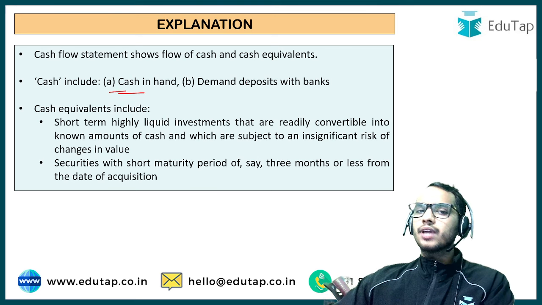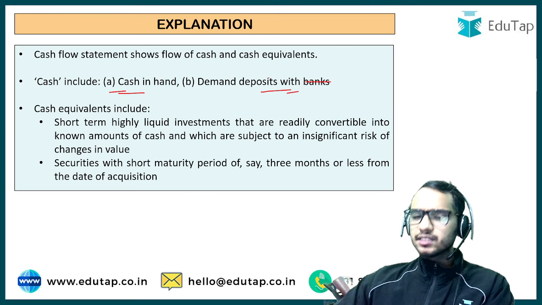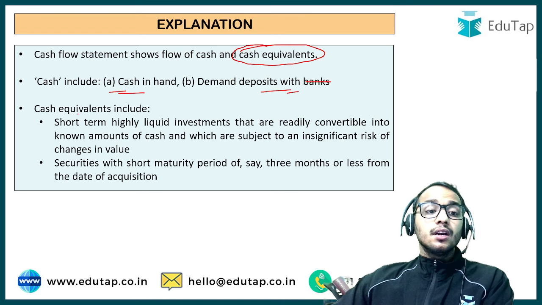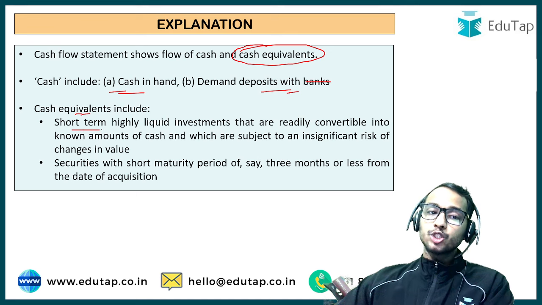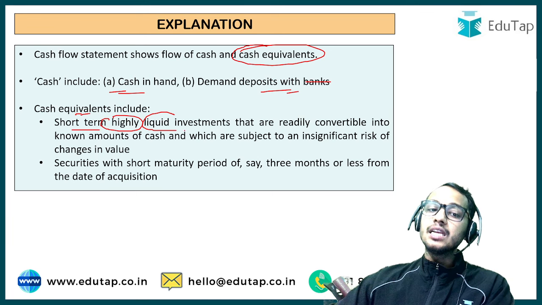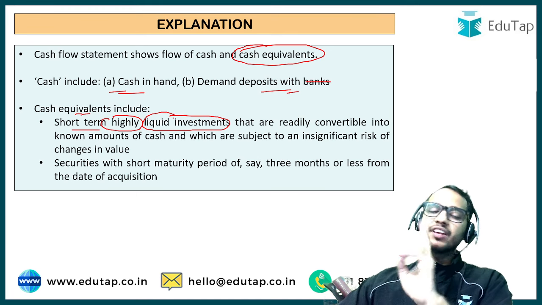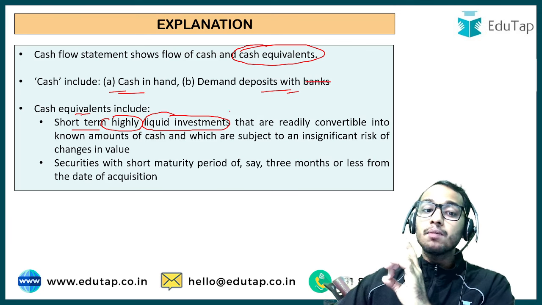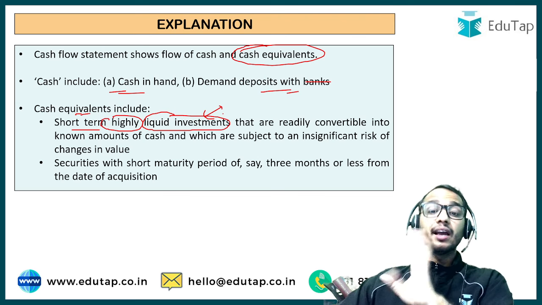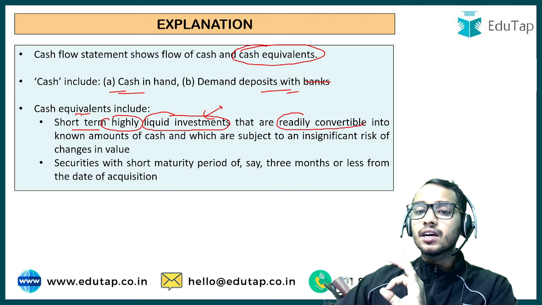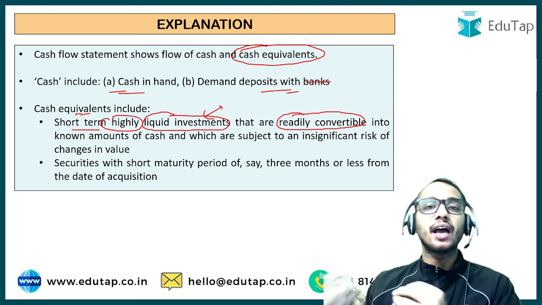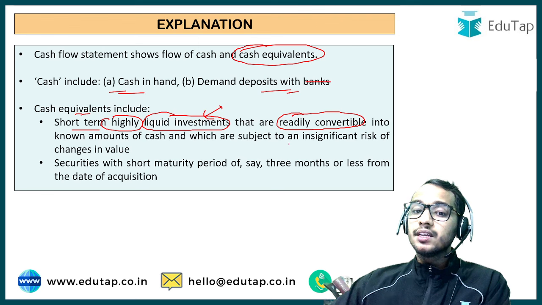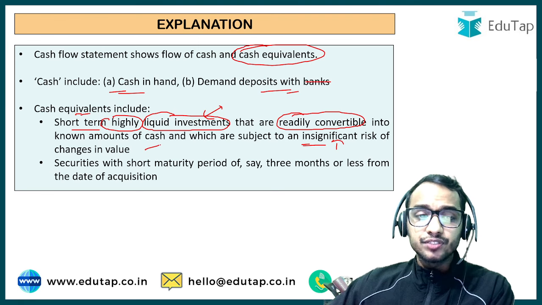So cash includes your cash in hand and demand deposit with the banks. That is correct. But what is this cash equivalent? When we talk about cash flow statements, the cash equivalent is going to include your short-term, highly liquid investment. So two things are very important here. First one is that these cash equivalents will be short-term, highly liquid investment that are readily convertible into cash, so that you can convert it into cash very easily, right?